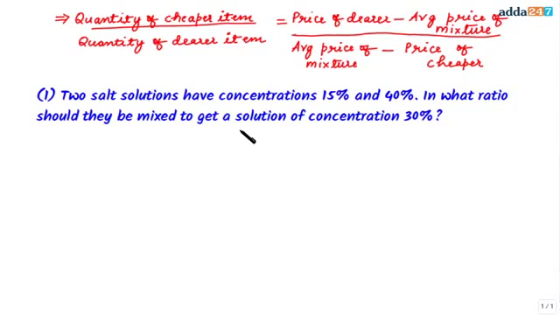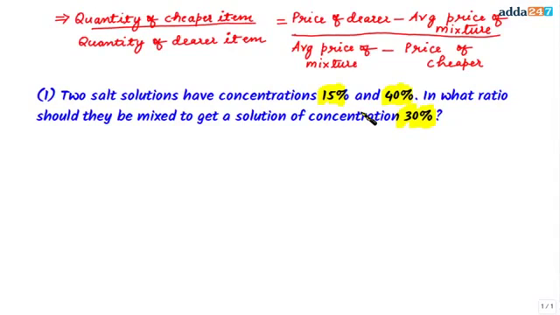Let's take an example. Here we have two salt solutions. They have concentrations of 15% and 40%. And it is being asked in the question, in what ratio should they be mixed to get a solution of concentration 30%? This sounds to be a real interesting question. Why don't you try it yourself? Let's see this problem in light of this formula which we have learned here.